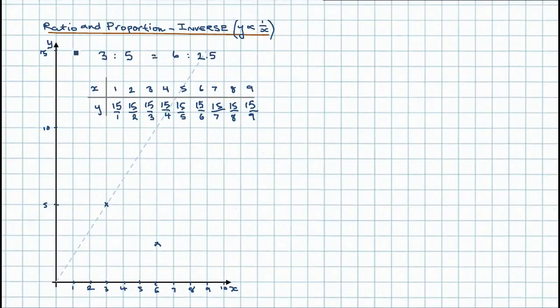So 1 along and 15 up gives us our first plot. 2 along and 7.5 up gives us our second plot. We've already done 3 along and 5 up. 4 along then, and 15 divided by 4. Well, 4 goes into 15 3 times, 3 remainder, so 3 3/4. So 4 along, 3 3/4 up will take us to here.